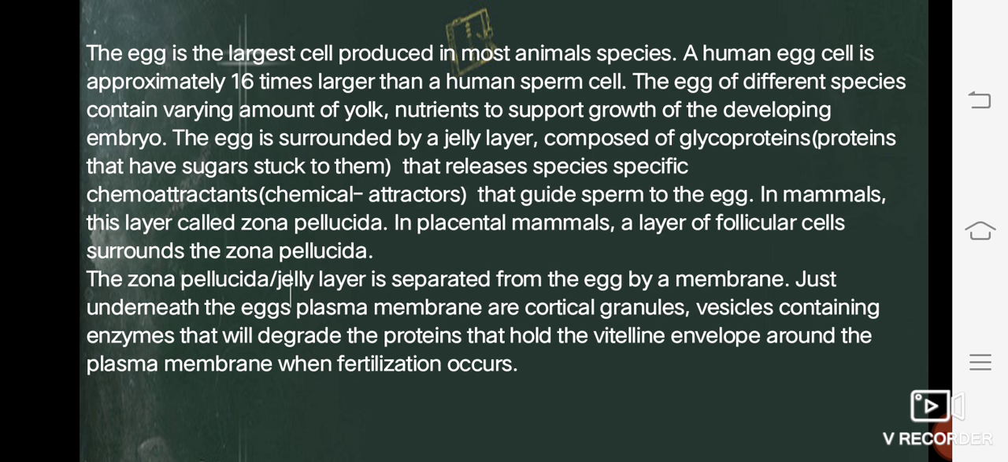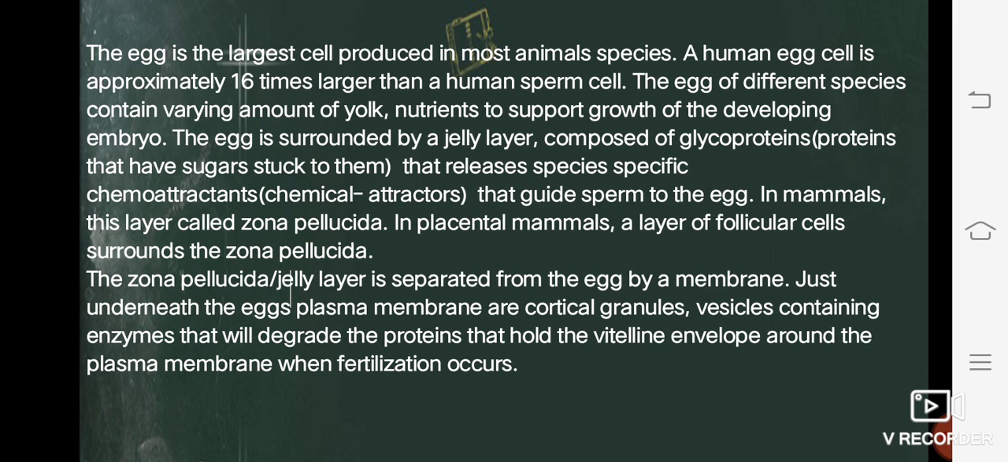The egg is the largest cell produced in most animal species. A human egg cell is approximately 16 times larger than a human sperm cell. The eggs of different species contain varying amounts of yolk, nutrients to support growth of the developing embryo.